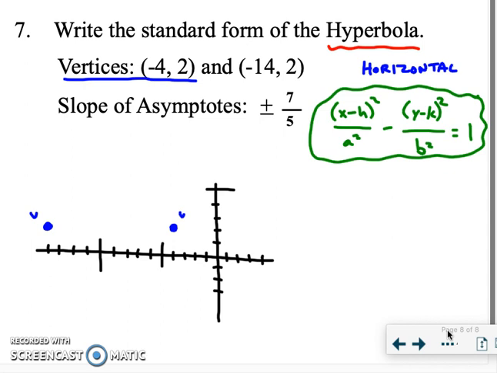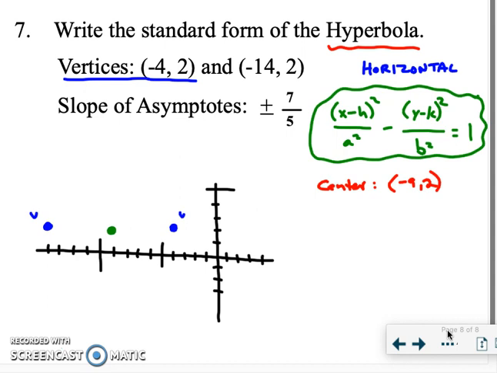We know that it's horizontal based on the fact that if we connect the two vertices with what's known as the transverse axis, that is going to be horizontal. Therefore, my hyperbola would be horizontal as well. Next piece of information that we could decipher is where the center point is located. If I plot the center point exactly in between (-4, 2) and (-14, 2), I believe that is going to happen right about there. This way I have 5 units to the left and 5 units to the right. So my center point is going to be located at (-9, 2).